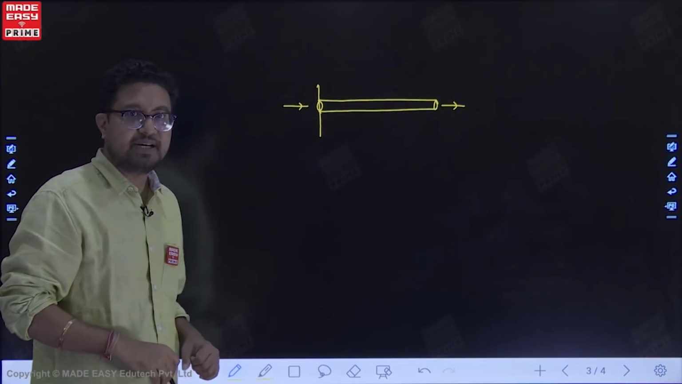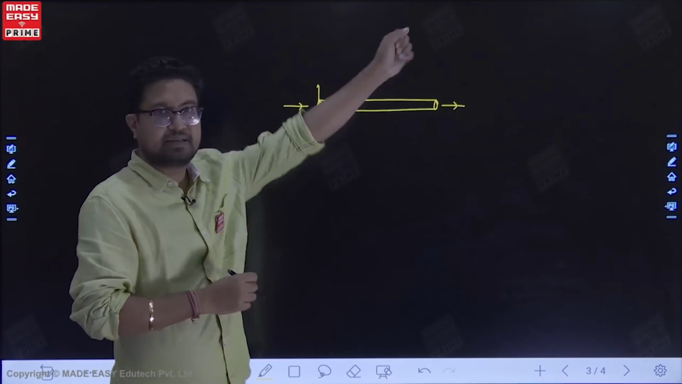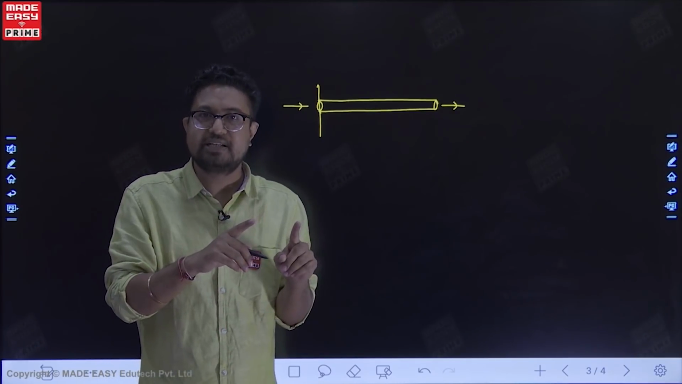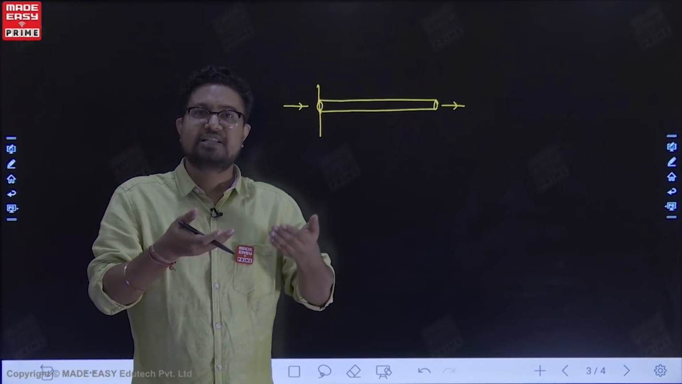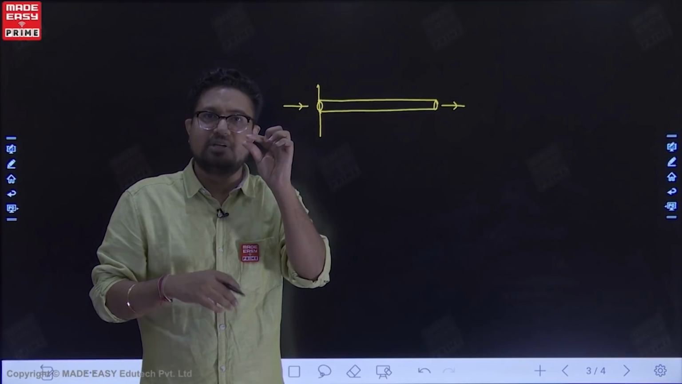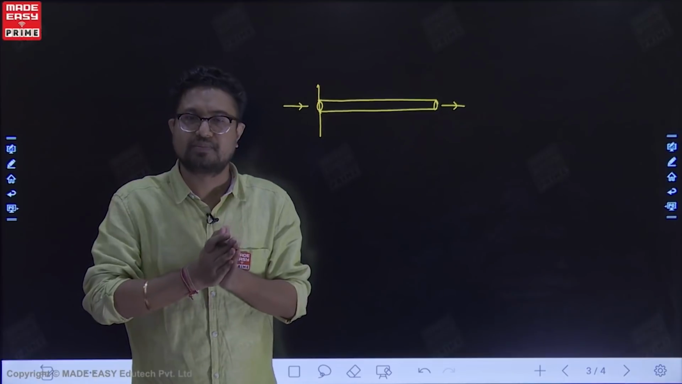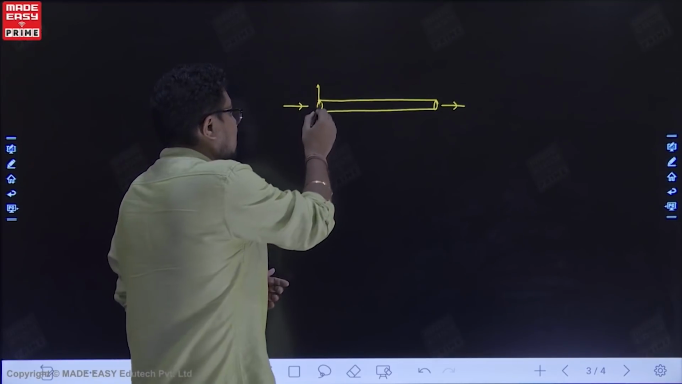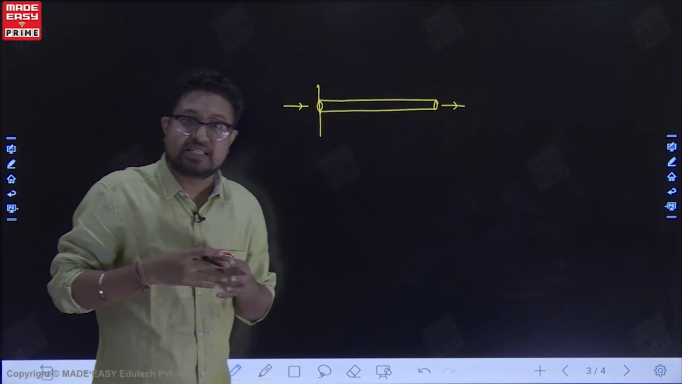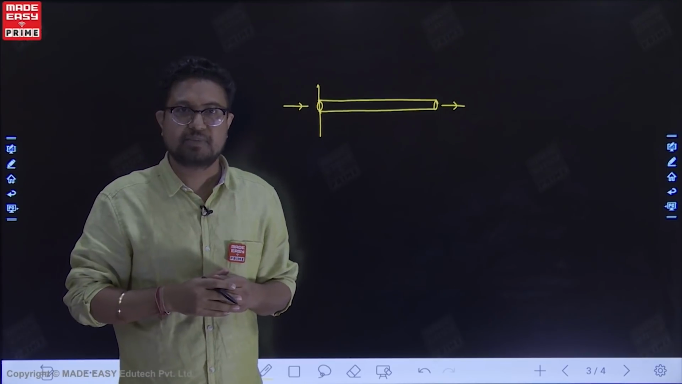When we send this refrigerant to this narrow tube, entry is liquid at high pressure and high temperature. Narrow tube means, in fluid mechanics you would have studied, head loss is inversely proportional to diameter. So the lesser the diameter, the more the resistance to the flow. As the fluid flows through this narrow tube, there is a lot of resistance that the liquid needs to overcome.